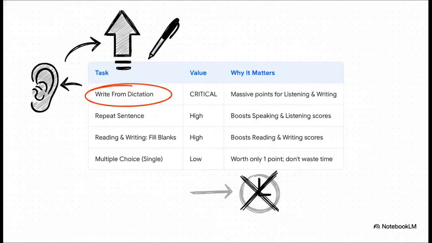So here is the bottom line, and this is huge. Not all questions are created equal. Some tasks are worth way more points than others. If you look at this table, you can see where you should be focusing your energy. Write from dictation is absolutely critical. It gives you a ton of points for both listening and writing. But then you have something like multiple choice, which is really low value. You don't want to waste too much time on that one.